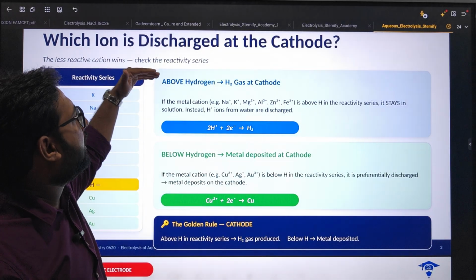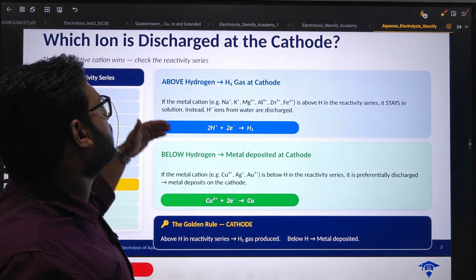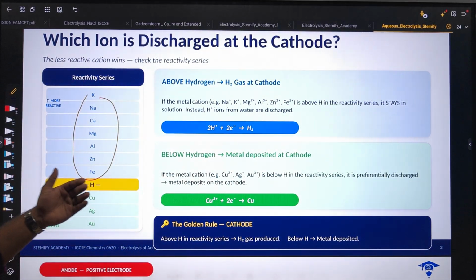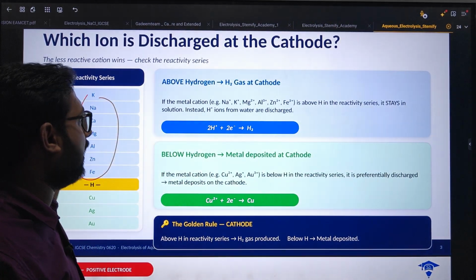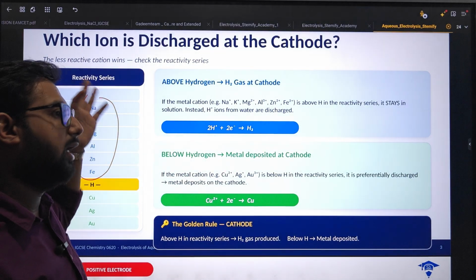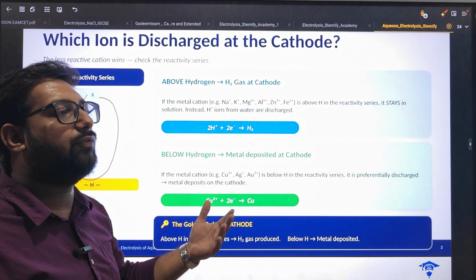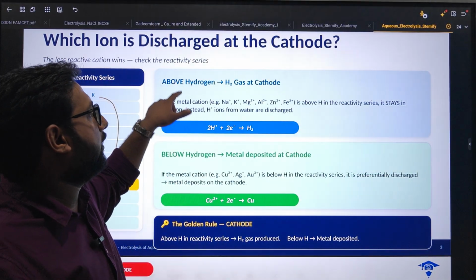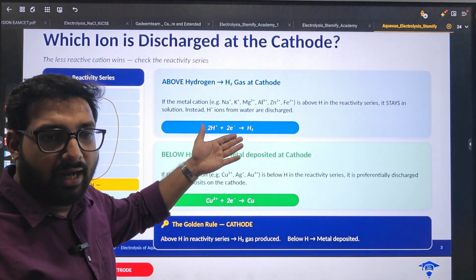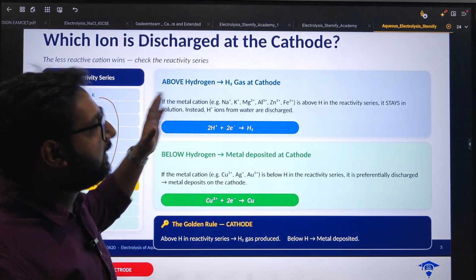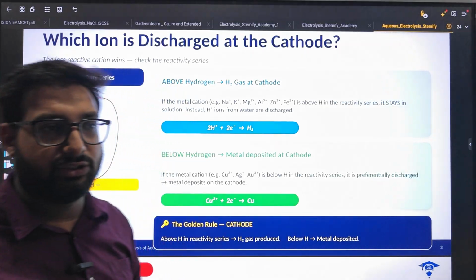Now, the elements which are above hydrogen are more reactive than hydrogen, right? So if you find any ion which is above hydrogen, hydrogen gets discharged in the place of those ions. If a metal cation, for example Na plus, K plus, Mg plus, or any metal ion which is above hydrogen in the reactivity series, it stays in the solution and H plus ions formed from the water get discharged.